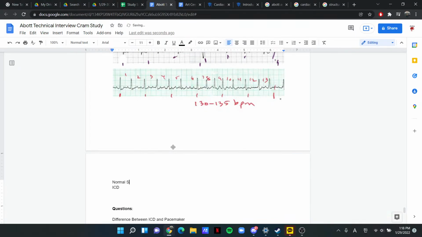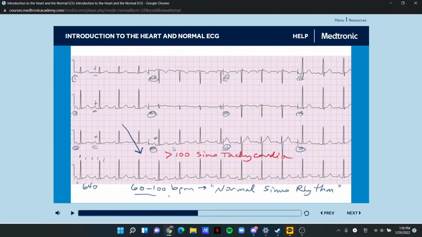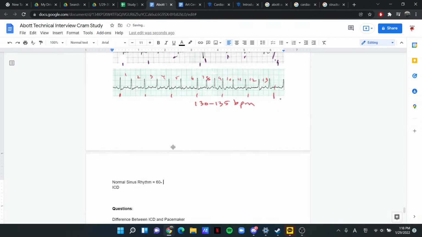So normal sinus rhythm is equal to the range of 60 to 100 BPM. Sinus tachycardia, I remember this. Tom Brady is slow, so bradycardia is slow.